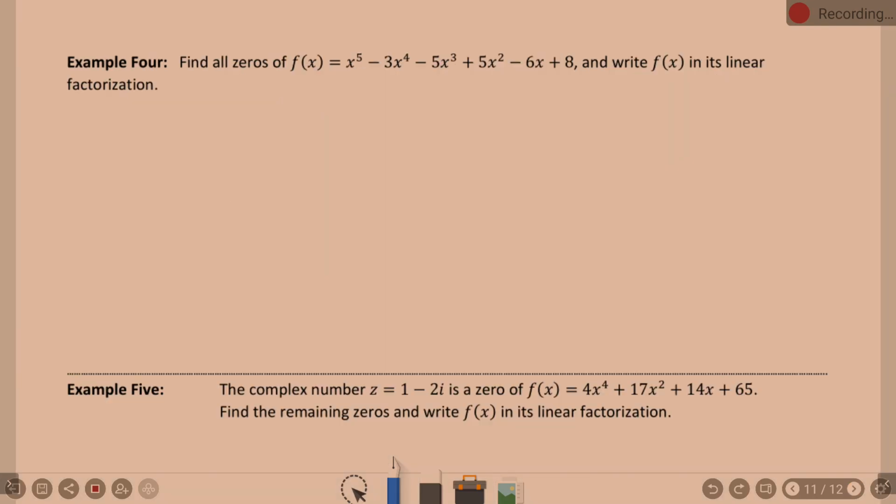Okay. Backside. Example 4. Find all zeros of this given function and write f of x in its linear factorization. We also did this last year. I taught this just the other day in Algebra 2 as well. So, all zeros. Define all in this category for me: real and imaginary. How many? 5. In this problem, there are going to be 5 because the highest degree is a fifth. It doesn't mean they're all real. It just means 5 exist.